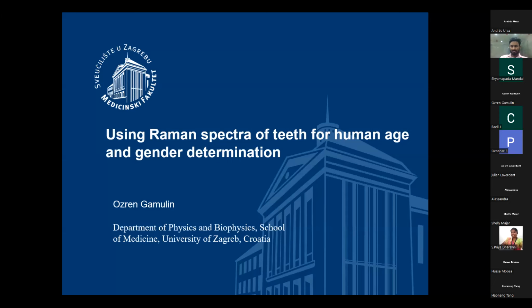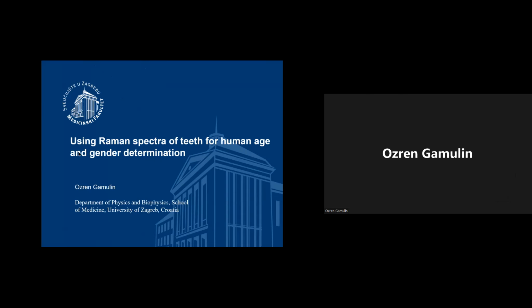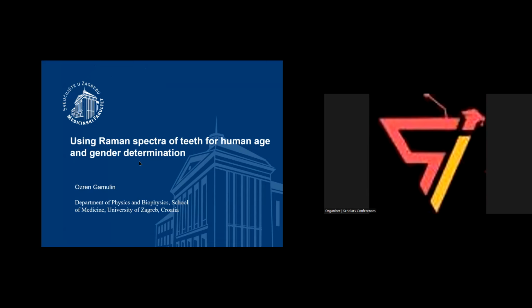Okay, thank you for the opportunity to present my work and the work of my colleagues. The work is titled Using Raman Spectra of Teeth for Human Age and Gender Determination. My name is Ozren Gamulin, and I'm a member of the Department of Physics and Biophysics, School of Medicine, University of Zagreb, Croatia.